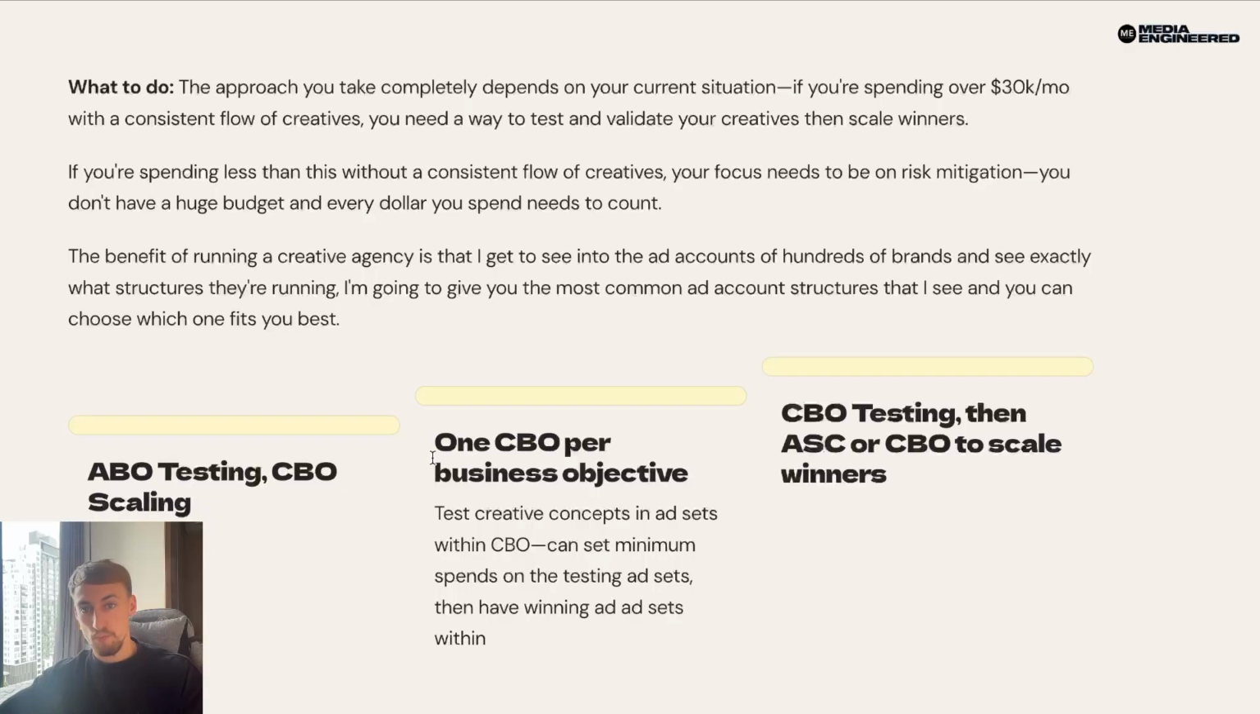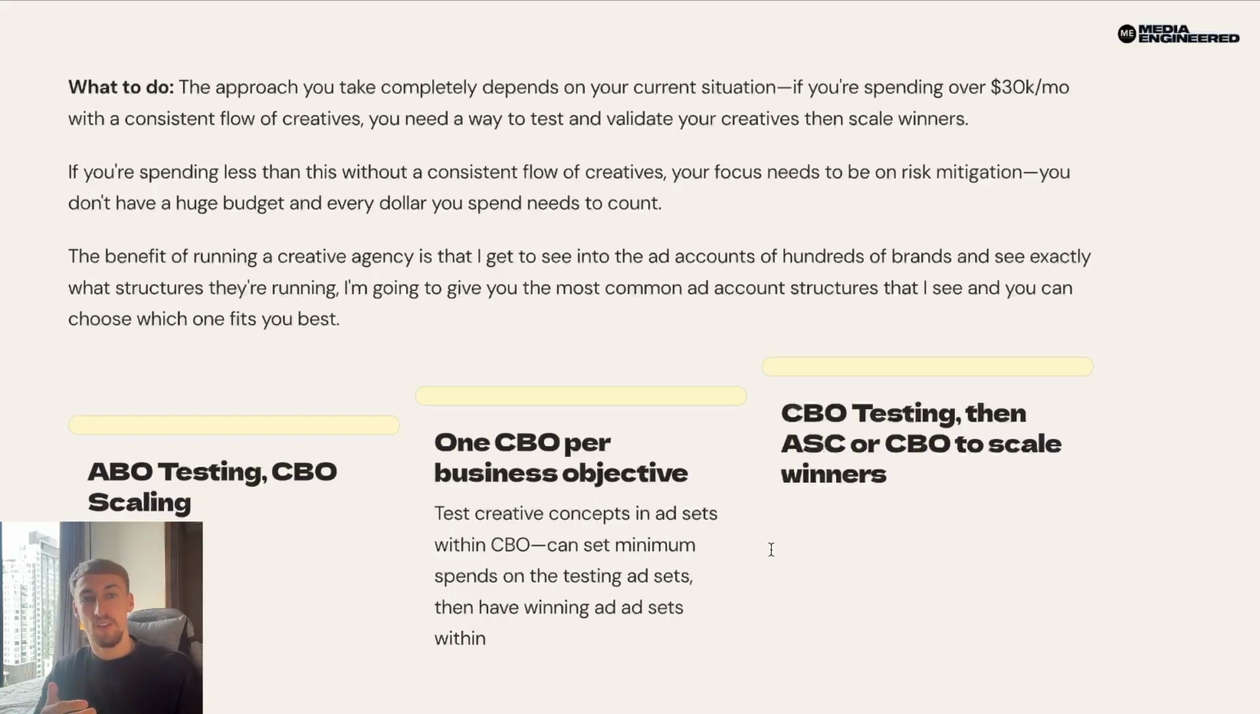Now you see some brands running one CBO per business objective. So this is testing creative concepts in ad sets within one CBO. Now you can add minimum spends on the tested ad sets and then have winning ad sets within. So for example, if you've got one product, you'd have one CBO, tested ad sets within there. You can add a minimum spend to these ad sets if needed to make sure that these ads pick up some spend and get some data. And then finally, if you see winners and you want to scale them further, you can create a winning ad set within that CBO. So that's something that we're seeing.